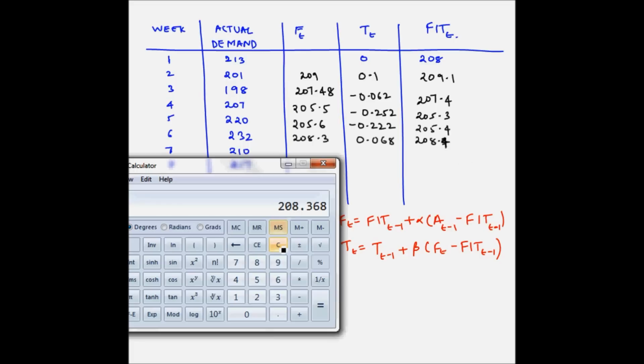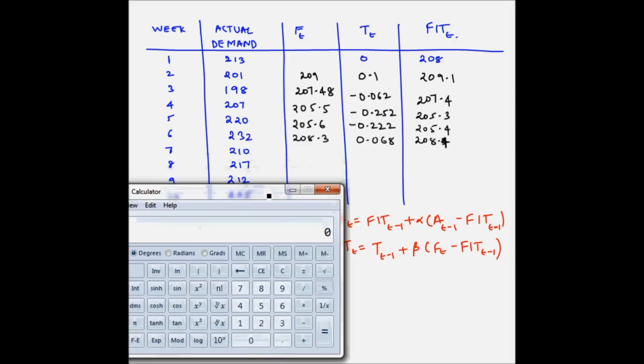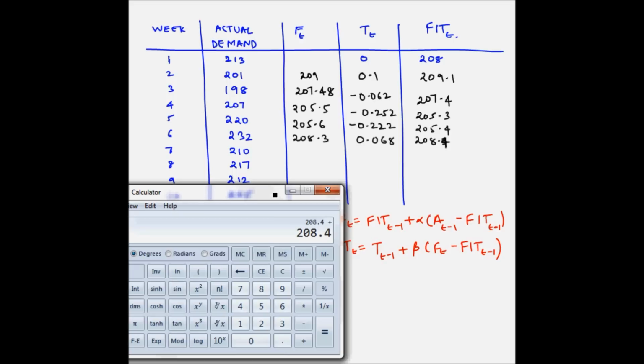Let's proceed to the next week, which is week number 7. So forecast without trend is equal to the forecast including trend for the last period, which is 208.4 plus alpha, which is 0.2, multiplied by into bracket the actual for the last period, which is 232, minus the forecast including trend for the last period, which is 208.4, brackets closed, and this is 213.12. So 213.1. Let's calculate the trend.